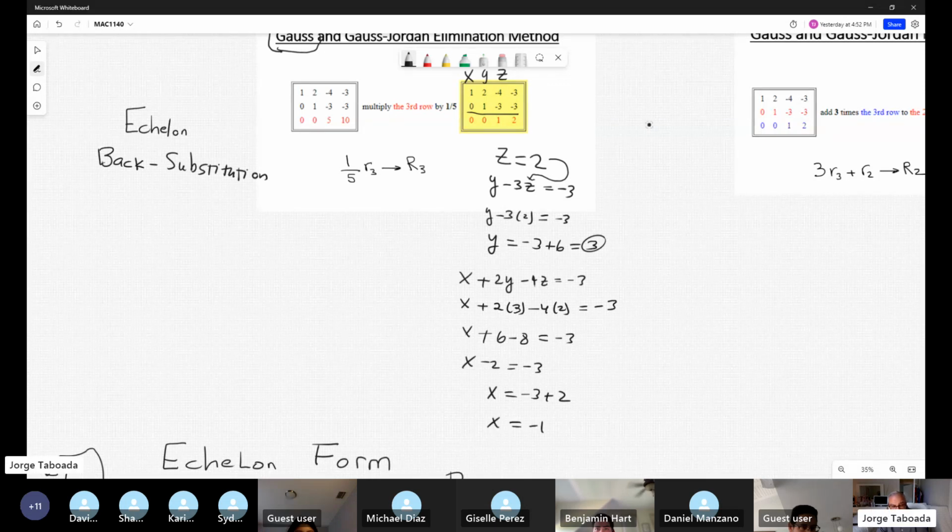Wow, I finished. The solution is the triple order: X value, Y value, and Z value. Entonces, negative 1, 3, 2 is the solution. This is X, this is Y, this is Z. Pero no, I don't like this. No. Let's do it using Jordan.